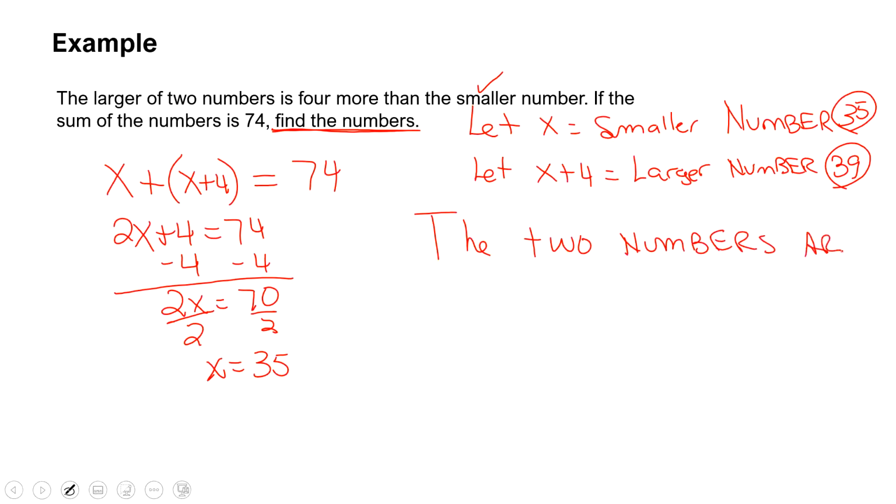Two numbers are 35 and 39. You can always check: 35 plus 39 equals 74. It works. Does that make sense to everyone? We're going to do 4 problems now. I want you to work on 4 problems. There are 2 on each slide. Enter your statements into Edpuzzle is what I'm going to be looking for you to enter.